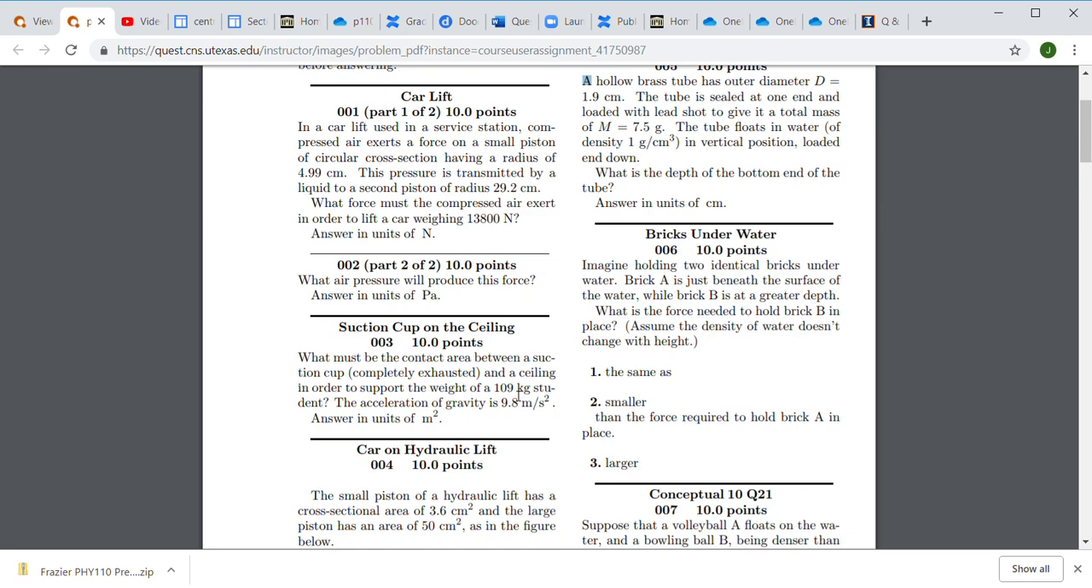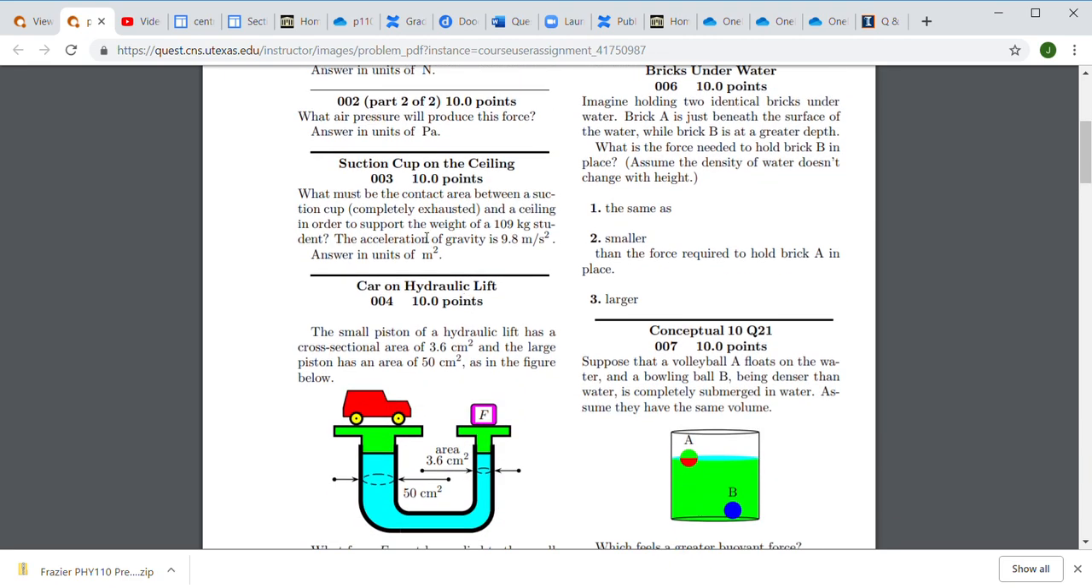Part 2, the question is, what air pressure will produce this force? Answer in units of Pascal. So we're just going to say the force that we just calculated in the first part is equal to pressure times area, or pressure is equal to force over area. So we're going to take the force we just determined and then divide by the area of the smaller piston and figure out what the required pressure is.